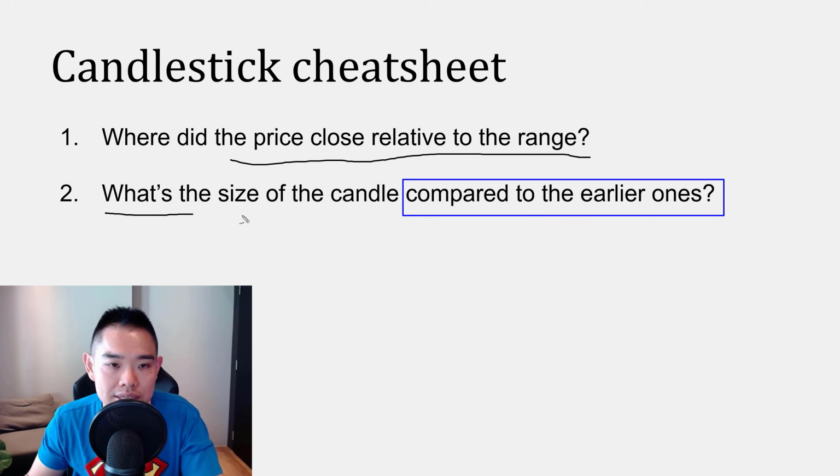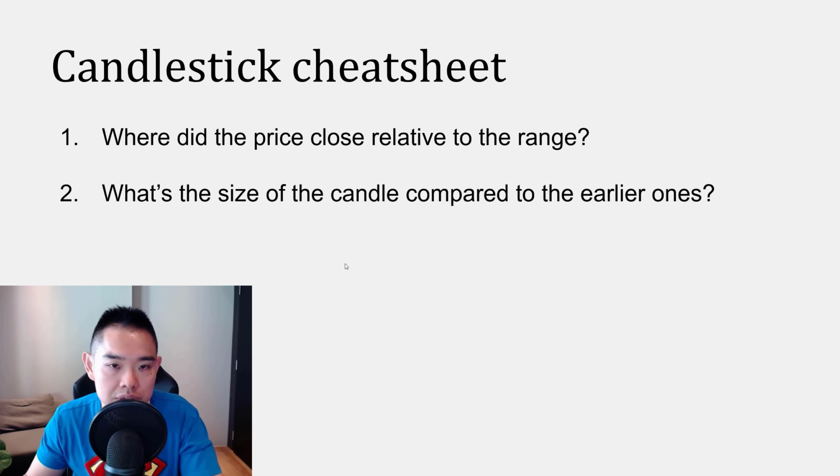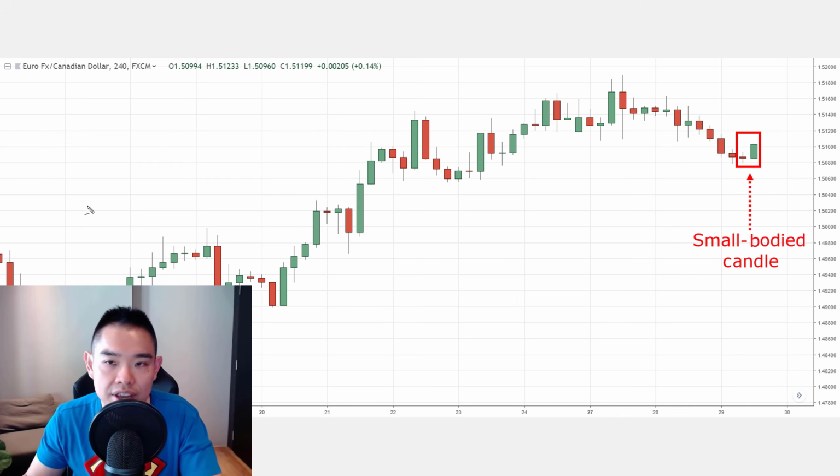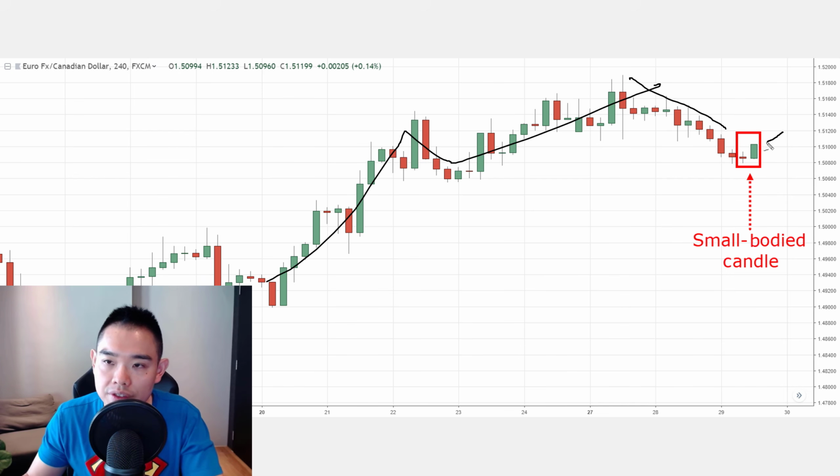Now, what about this? What's the size of the candle compared to the earlier ones? This question tells you the conviction behind the move. So let me explain what this means. If you look at this chart over here, you can see that we have a pullback. Market goes up, pulls back, goes up, makes a pullback. And then over here we have what we call a bullish engulfing pattern, where the body of this candle has engulfed the body of this previous candle. But if you look at the size of this bullish engulfing pattern, it doesn't really give you much conviction behind the move. Because if you compare the size of this candle to the size of the earlier candles, like this one, this one, this one, maybe this one, it's pretty much similar size or maybe even slightly smaller.